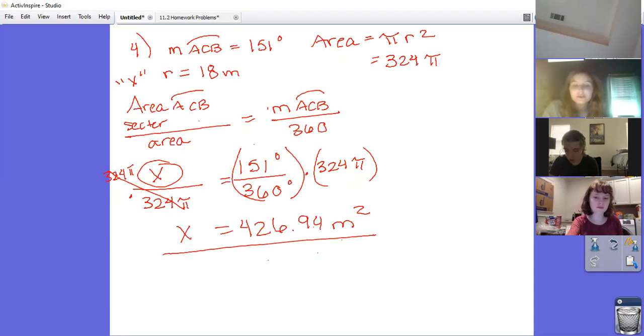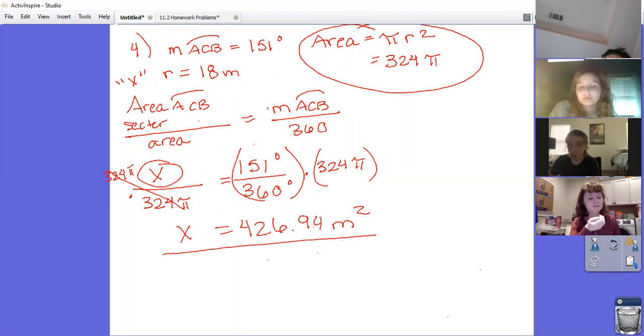Where did you get 324 from again? So this is the area. Oh. So if you think about it, you need to find the area of the circle. It's part of the formula. So I just plugged in 18 for the radius and squared it. Okay.